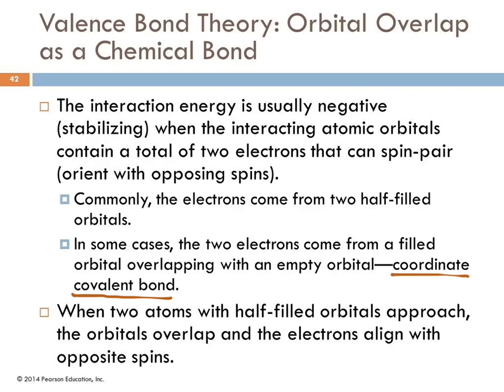When those two atoms that have the half-filled orbitals approach each other, the orbitals overlap, and the electrons will align with opposite spins. And so then they can occupy that overlapping orbital just like electrons do in the atomic orbitals.